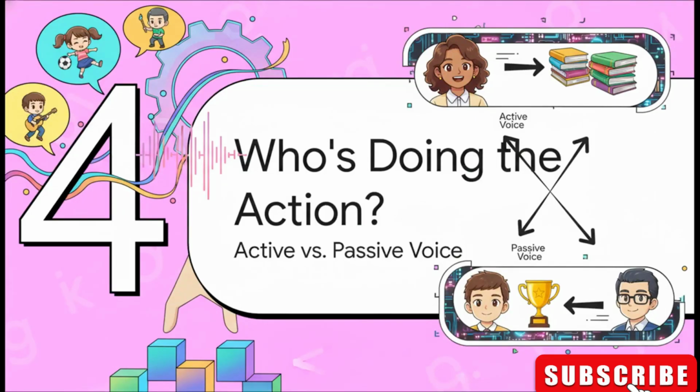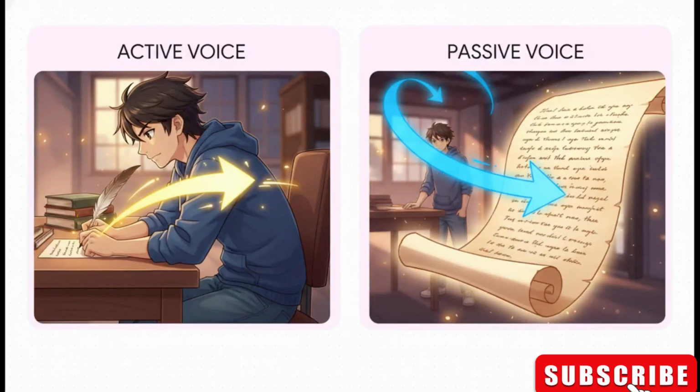Now this one sounds a bit technical, active versus passive voice, but trust me, it's actually really simple. It's all about who or what is doing the action in your sentence. And this slide lays it out perfectly. Look over on the left, the active voice. Here, the subject is the star of the show. They're the one doing the action. Ram wrote a letter. Super direct, right? Ram is doing the writing.